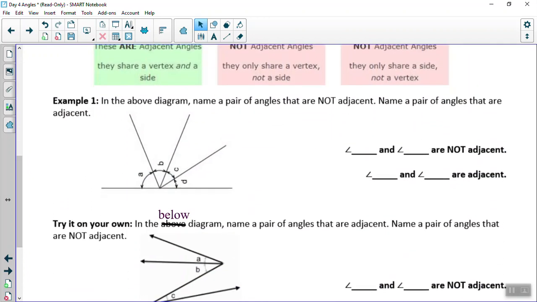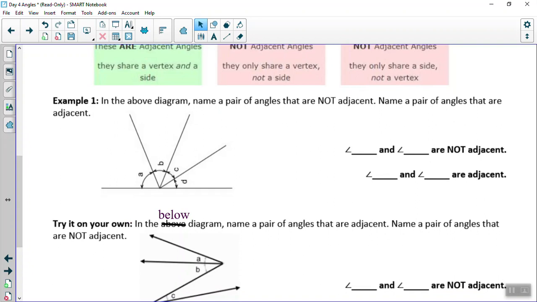All right, in the diagram below, that should say below, not above, name a pair of angles that are not adjacent. Okay, so they're not adjacent. And then we're going to name a pair of angles that are adjacent. All right, so again, adjacent means they have to be next to each other. So if I wanted to pick out ones that were not adjacent, I'd have to pick out ones that were not next to each other.